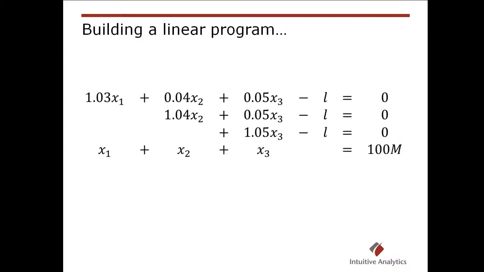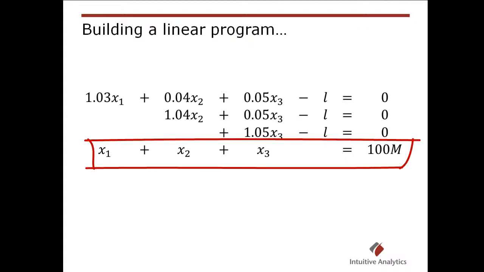Now, back to our actual model. We have some equations that model for us level debt service, but we haven't said anything about how much debt we want. So we add an additional equation which sums up the principal in each of the 3 years to be $100 million. Now think about it. If you didn't have a target amount here, you could have any size level debt service, really.